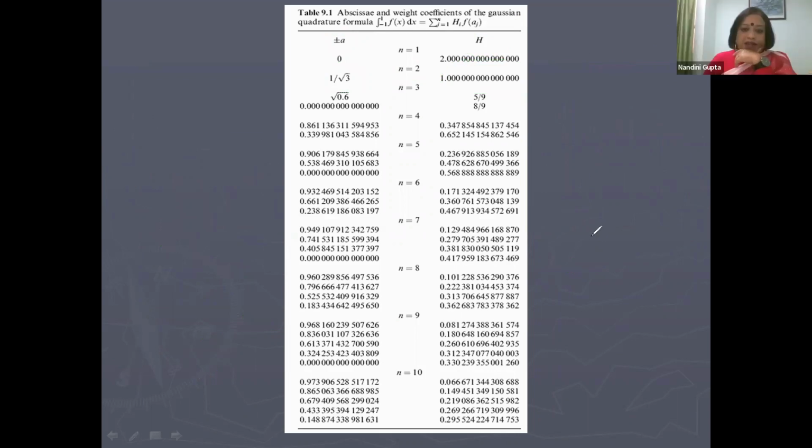Let us take another case. Let us take n equal to 3. When you have n equal to 3, you have these points. So you will have to find f at 1 by, sorry.